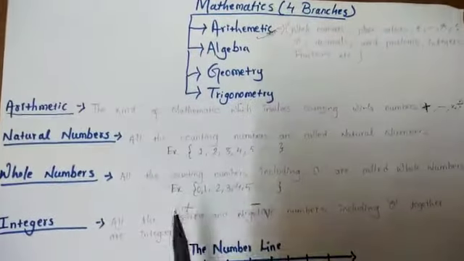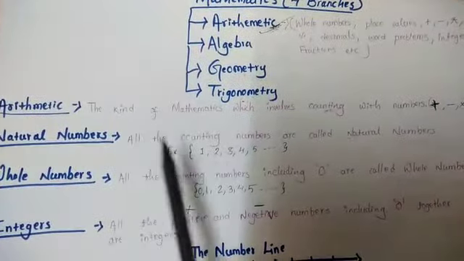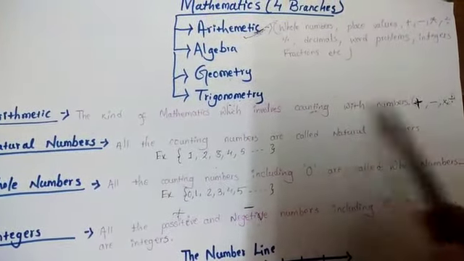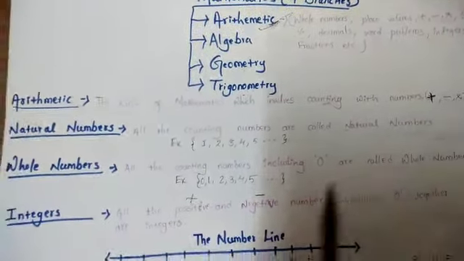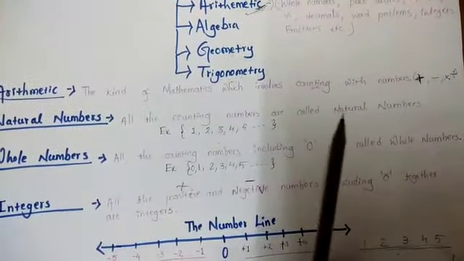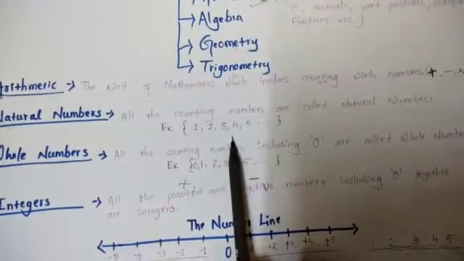Let us know some meanings. Arithmetic, the kind of mathematics which involves counting with numbers. Counting with numbers means addition, subtraction, multiplication and division. Natural numbers, all the counting numbers are called natural numbers. I have written the examples.